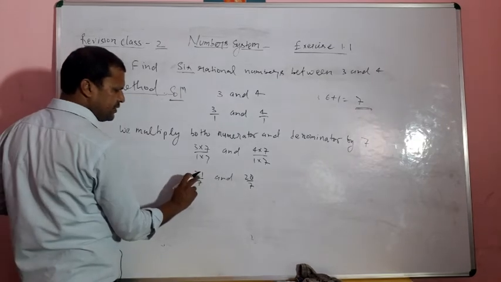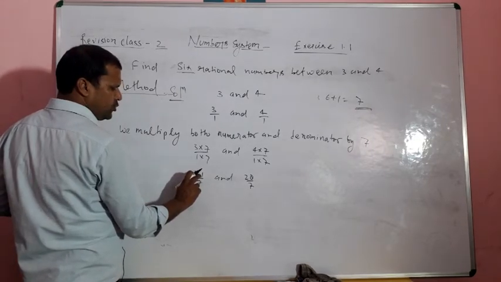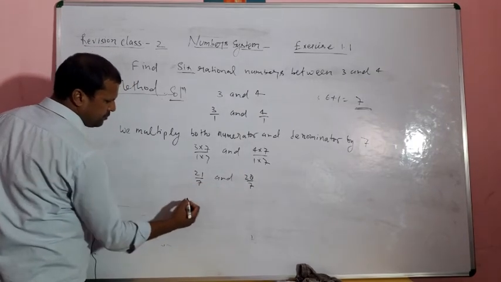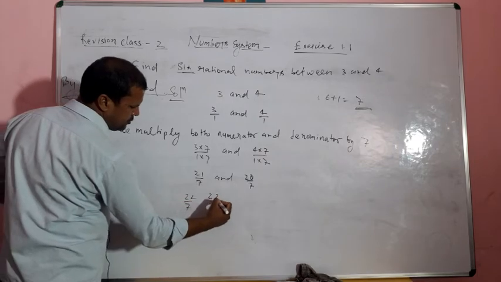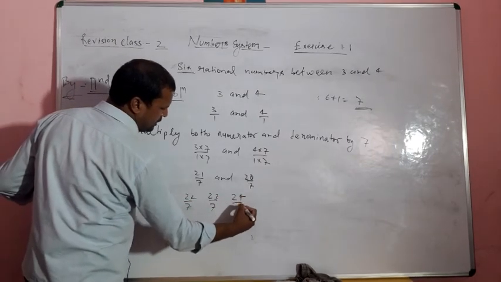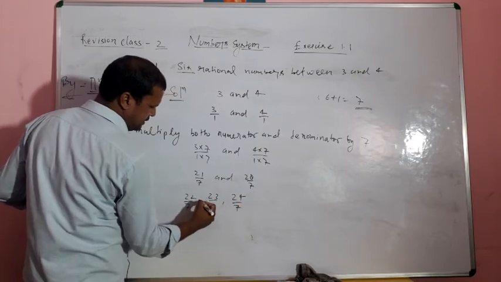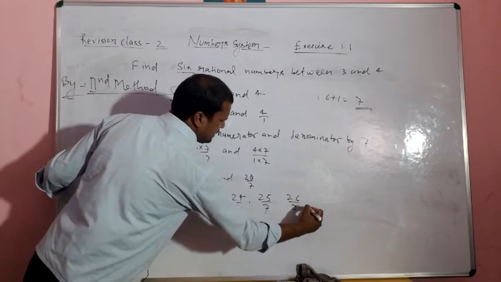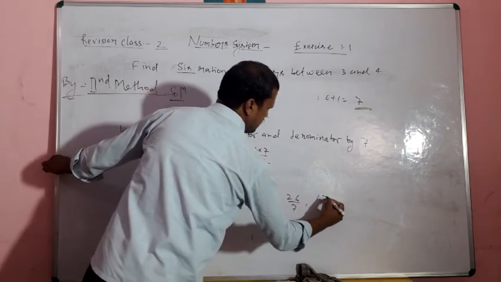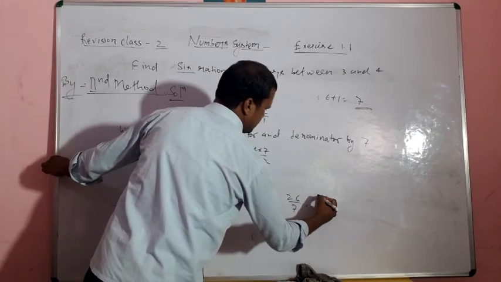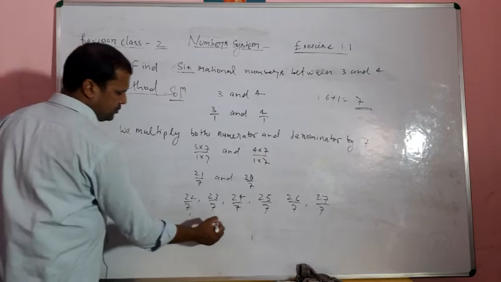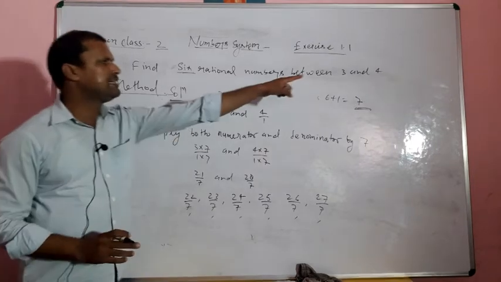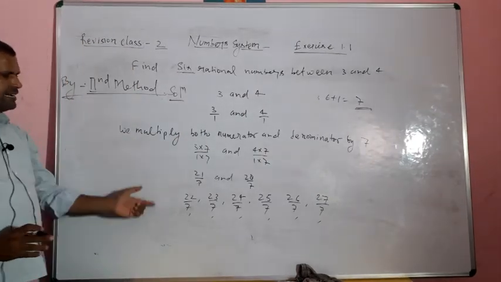Now insert 6 rational numbers between 21 by 7 and 28 by 7. So what are the 6 rational numbers? That is 22 by 7, 23 by 7, 24 by 7, 25 by 7, 26 by 7 and 27 by 7. 1, 2, 3, 4, 5, 6. These are the 6 rational numbers between 3 and 4. This is our second method.